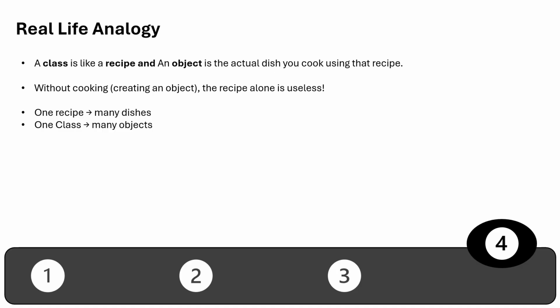Let's try to relate a class to a real-world example. Consider a class as a recipe. Using that recipe, we can cook different dishes. So the transition is something like this: there is a recipe, we read that recipe and cook dishes. Similarly, using the class recipe, we read the recipe, which is nothing but creating an object, and cooking the recipe means preparing the actual dish.